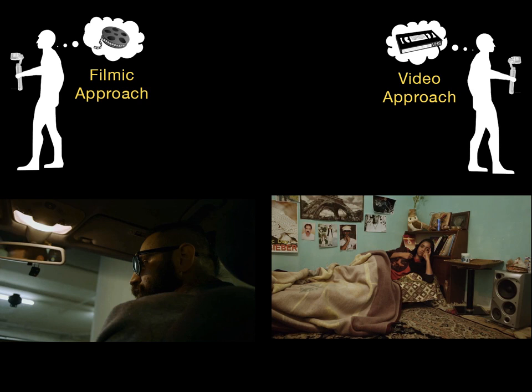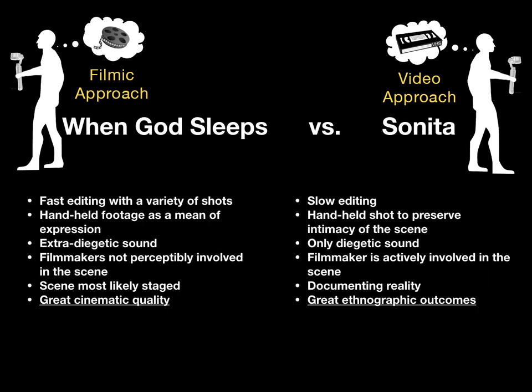Now, based upon what we saw, in the first excerpt we saw really fast editing with a variety of shots, handheld footage. It was handheld footage, but do you think that the handheld footage was because they ran out of budget, they didn't have money for tripods? No, I would argue that it was for artistic expression, to create this kind of nervous atmosphere.